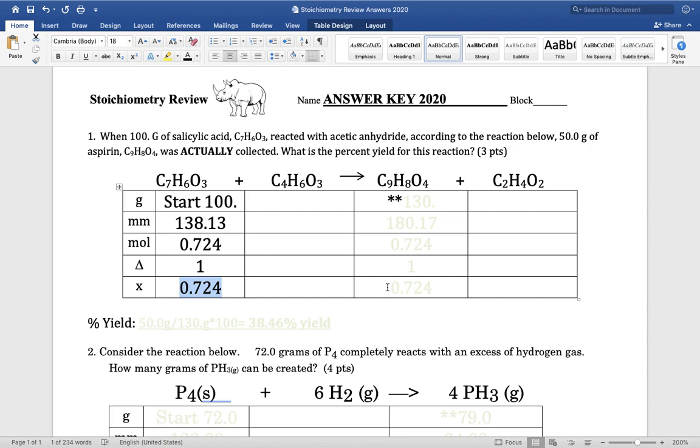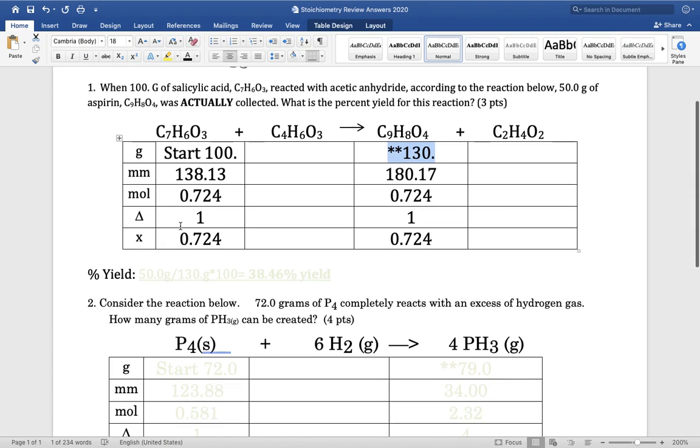0.724, we carry that same number over, and now we go back up, multiply. There's a 1 in front of the aspirin, so still 0.724, and then again that molar mass, critical that you add this correctly to get 180.17. So now we take 0.724 times 180.17, and we get our theoretical yield of 130.